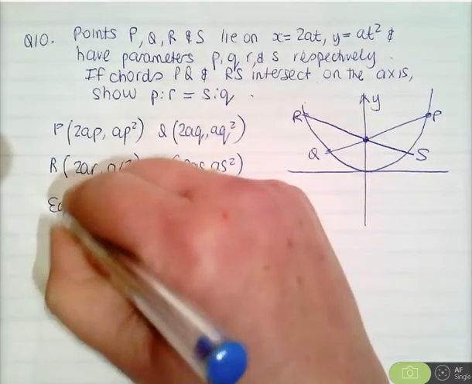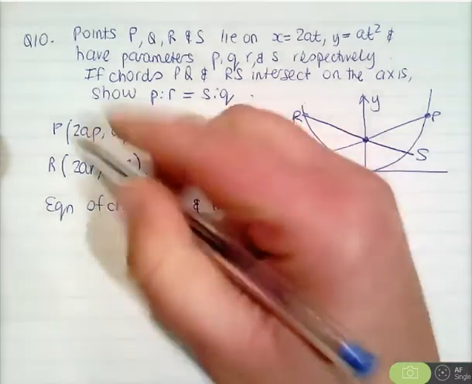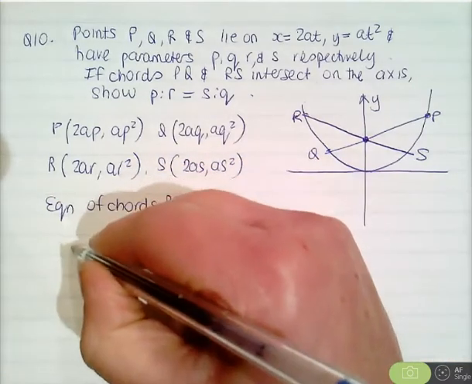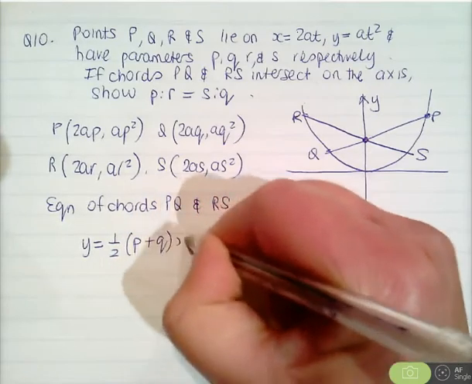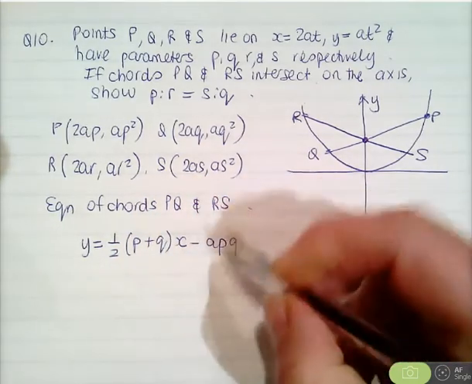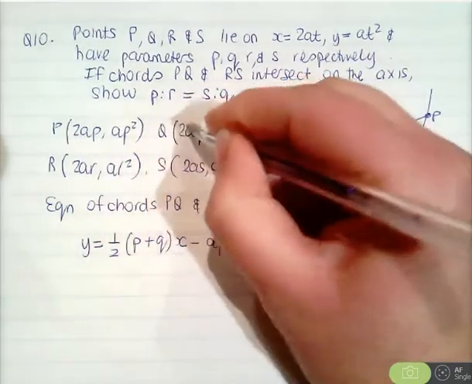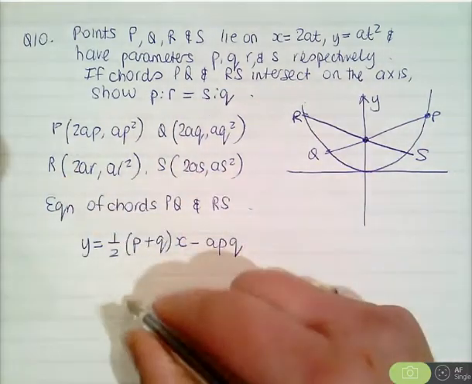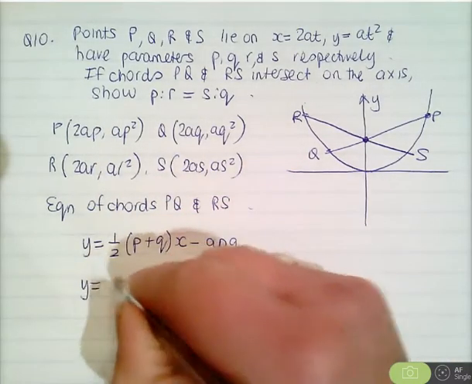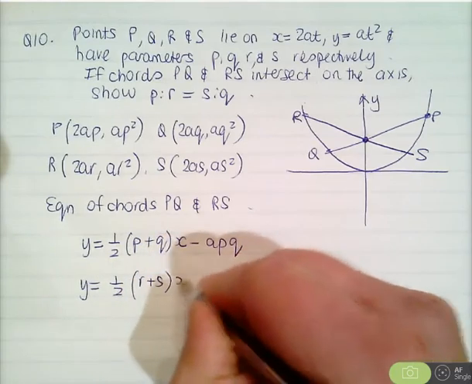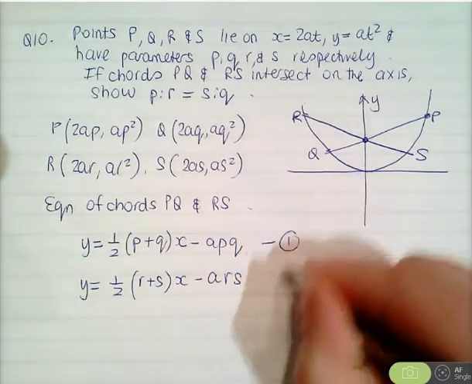You're going to have to find the equation of the chords PQ and RS. Now, just find the equation of chord PQ. You will end up getting this, and we've done it so many times: y equals a half (p plus q) times x minus apq. I want you to do that, it's really good practice. Remember, you find the gradient of chord PQ and use the point-gradient formula. You can then find the equation of chord RS. You don't need to do that once you've done PQ. You will just replace the p and the q with the r and the s, as I'm doing here. So p and q get replaced with r and s. So here are your equations.